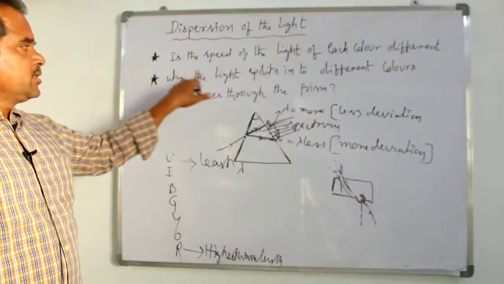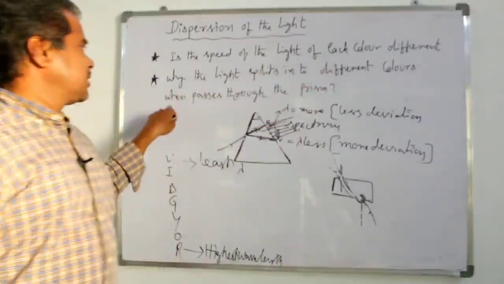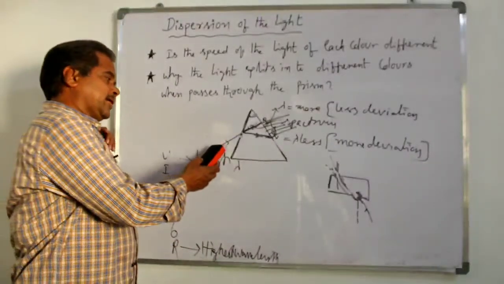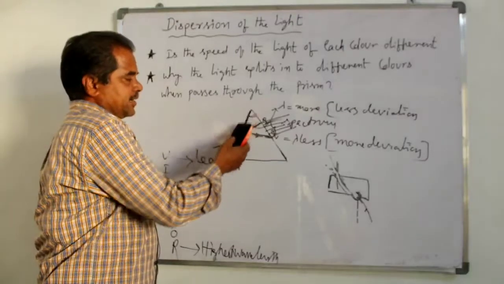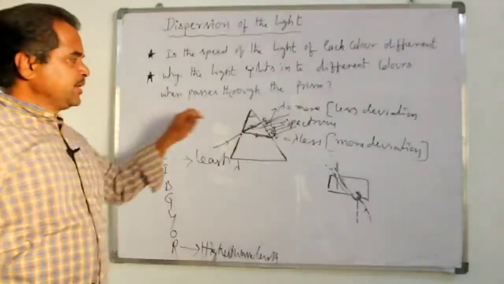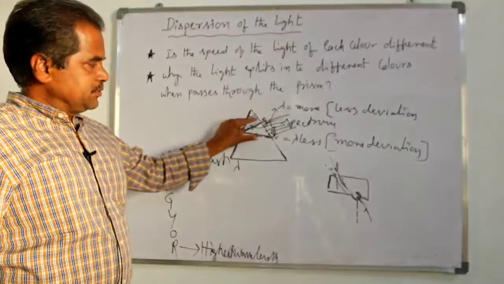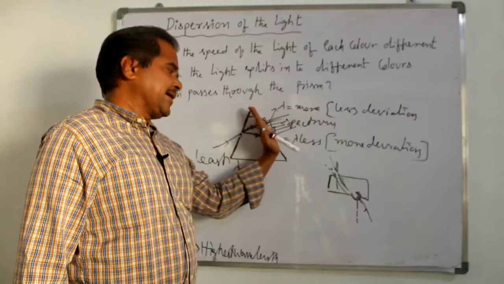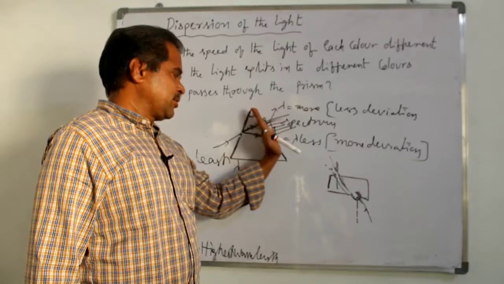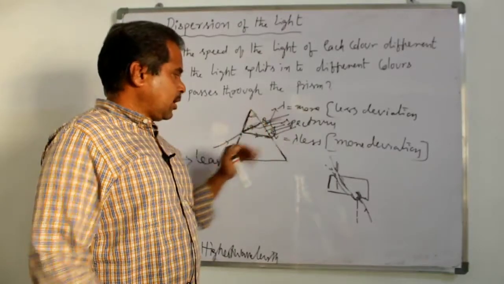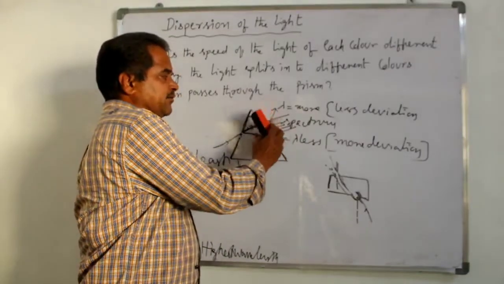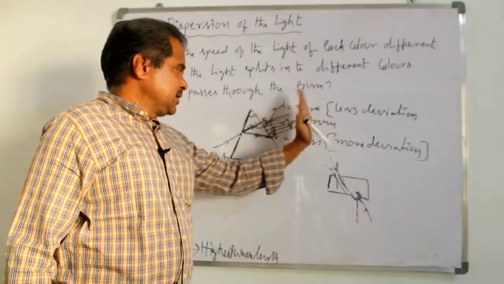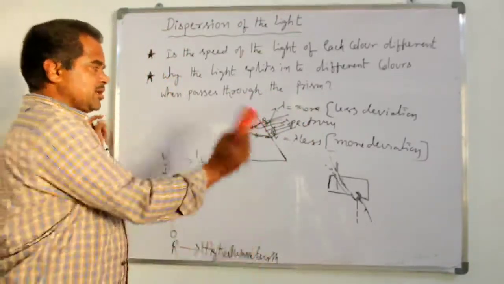Next, why does the light split into different colors when it passes through the prism? When a white colored ray is incident on one lateral surface of the triangular prism, it splits into seven colors. Again, all those seven colors reach the second lateral surface of the triangular prism, and after completion of the second refraction, all those seven colors emerge into the surroundings. So this is the dispersion.